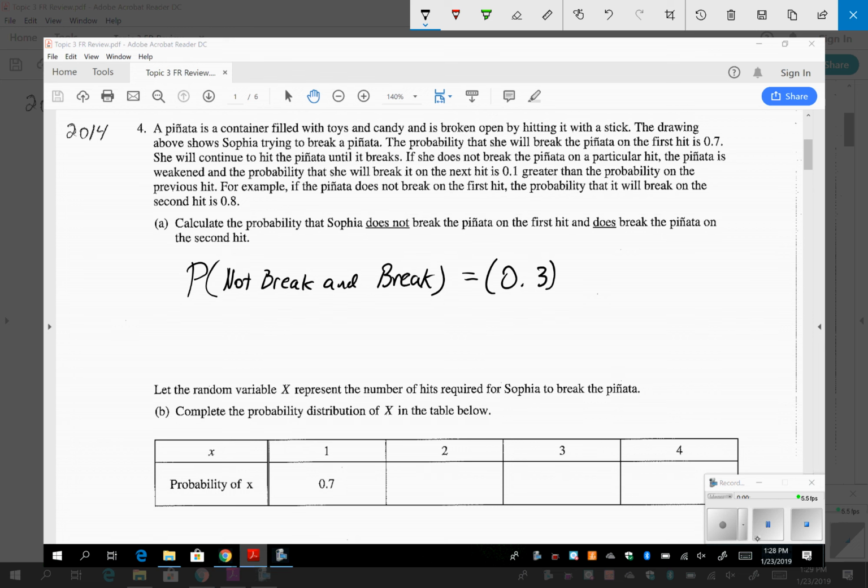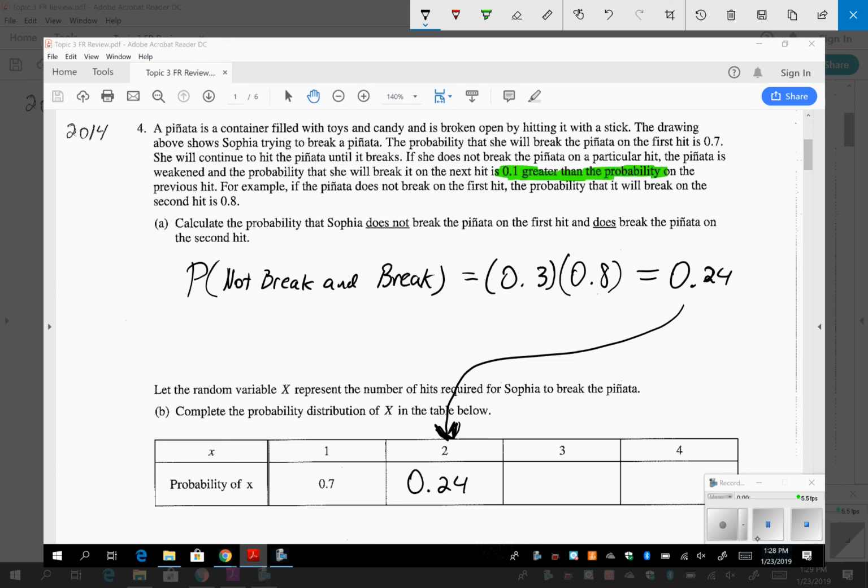So it doesn't break on the first hit, but then it says each hit is going to increase the likelihood of breaking by adding basically 10% each time. So then I'm going to write it breaks, and the probability of that happening is 0.8, what you guys had been focusing on. So that is the answer that you're going to slot here in the table, which is 0.24.